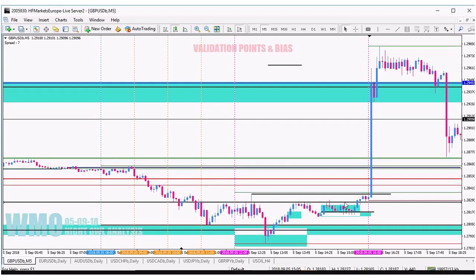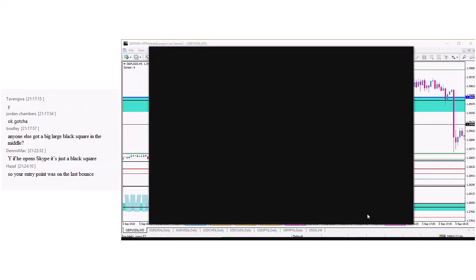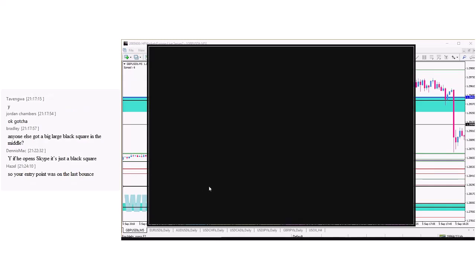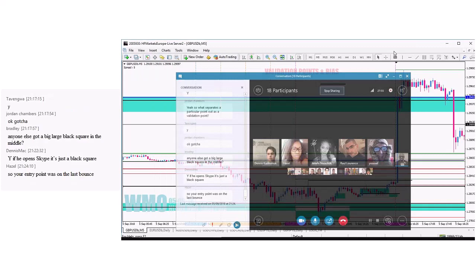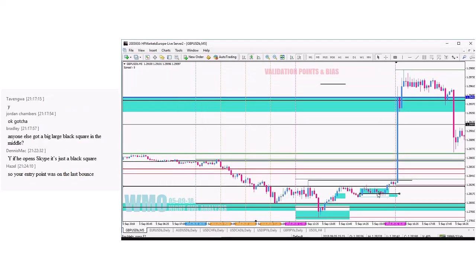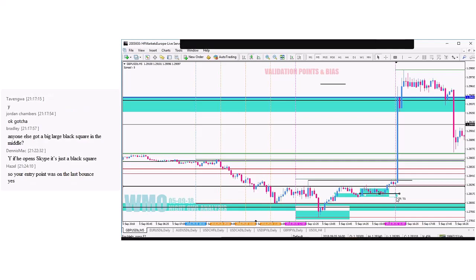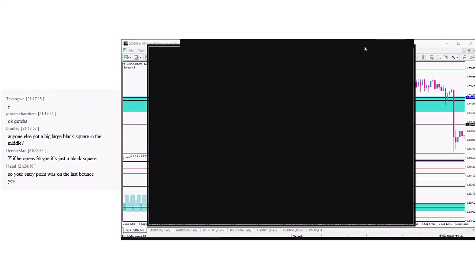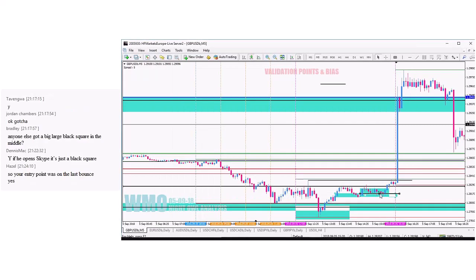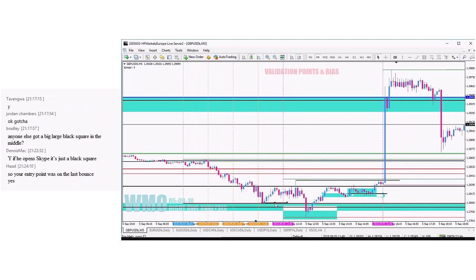Okay, and then boom, that trade. Hazel, you said entry point was on the last bounce. Which bounce are you talking about? This one. Yes. And my stop was here. I put my stop here at this level here.